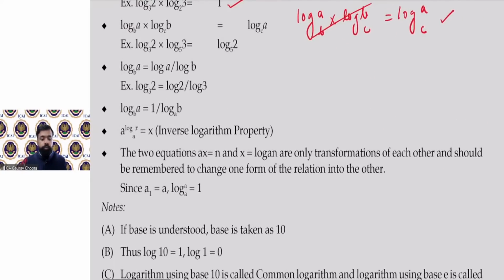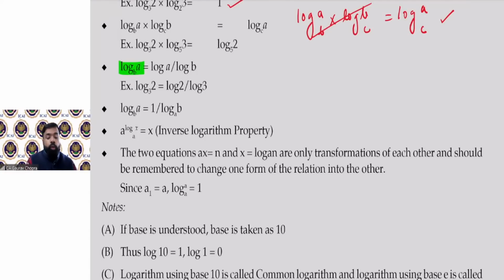Then, the next one was the change of base property. Log of A base B can be written as log of A divided by log of B. So if it is log of 2 base 3, it can be written as log 2 upon log 3. Log 2 divided by log of 3.